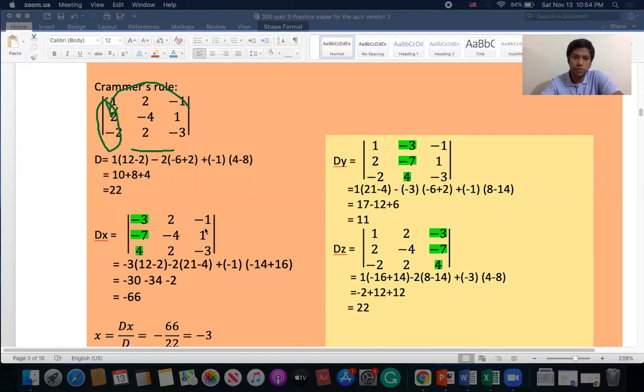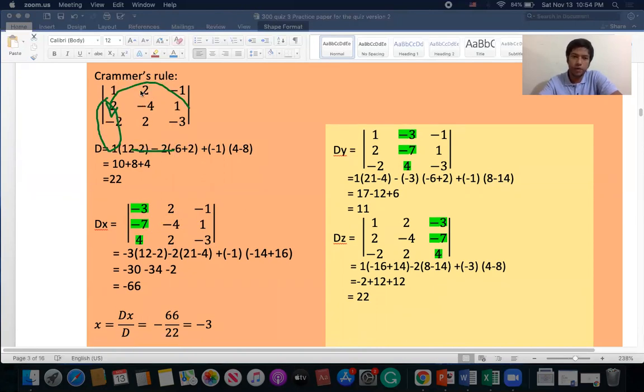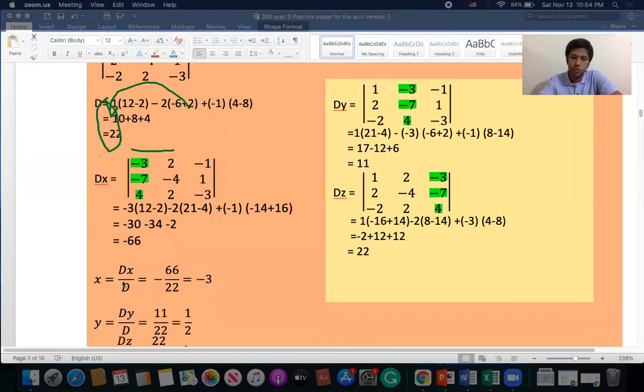See, 2, minus 4, 2, 2, minus 4, 2, minus 1, 1, minus 3. So the other numbers are the same. Since we are finding the dx, we just have replaced all the x values by the constant term, and then we follow the same rule for the calculation. We get x equals dx divided by d. Dx is this value, d is this value.